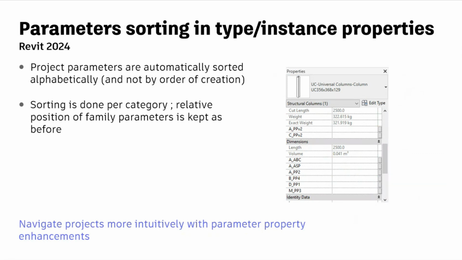Project parameters. These were previously sorted by the date and time of creation. Now project parameters are sorted alphabetically in the type and instance properties dialog. So this enhanced parameter sorting will improve your usability.